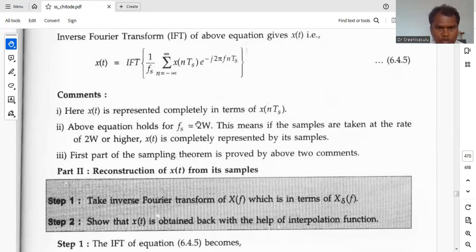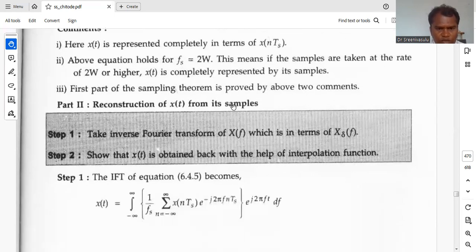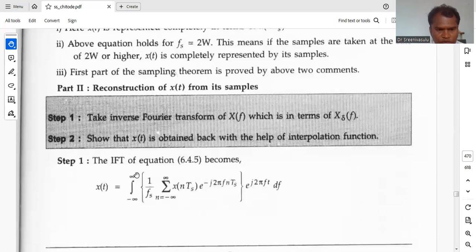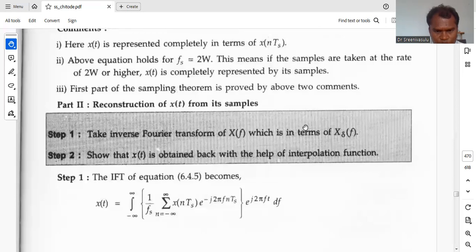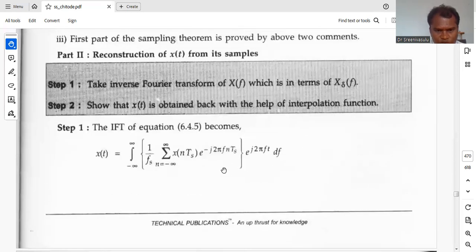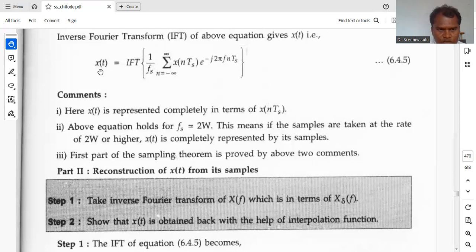x of t is represented as the inverse Fourier transform of this. This formula is the integral from minus infinity to infinity, and whatever the term is, we are going to write it here. So, we are copying that as it is into the inverse Fourier transform formula, which generally is the integral from minus infinity to infinity of X of f e power j 2 pi f t df. So, instead of X of f, we are copying this one; the inverse Fourier transform of X of f is nothing but x of t.